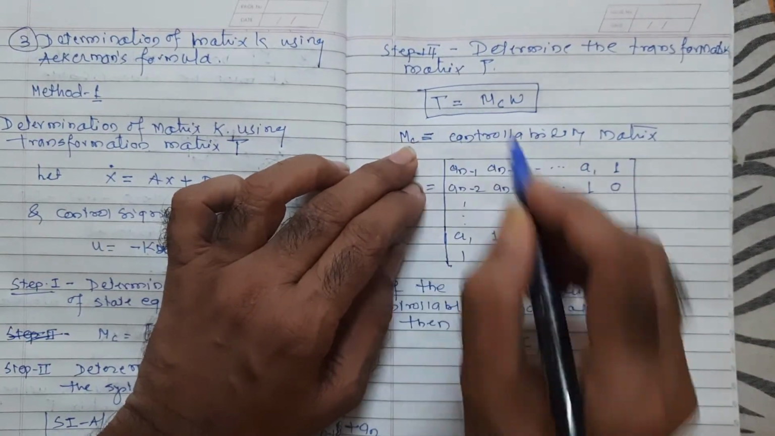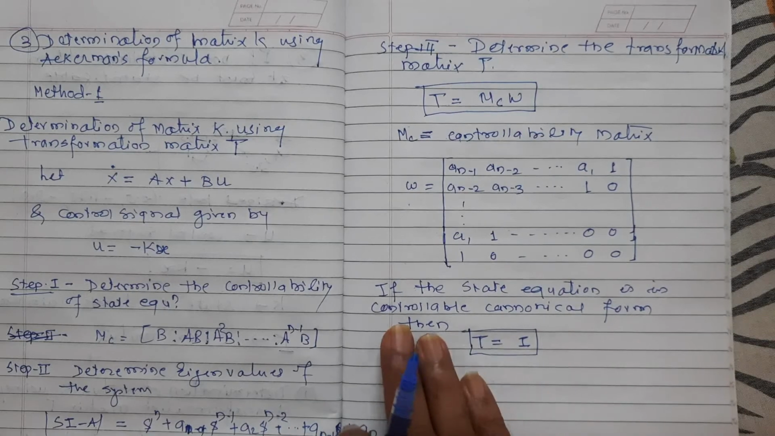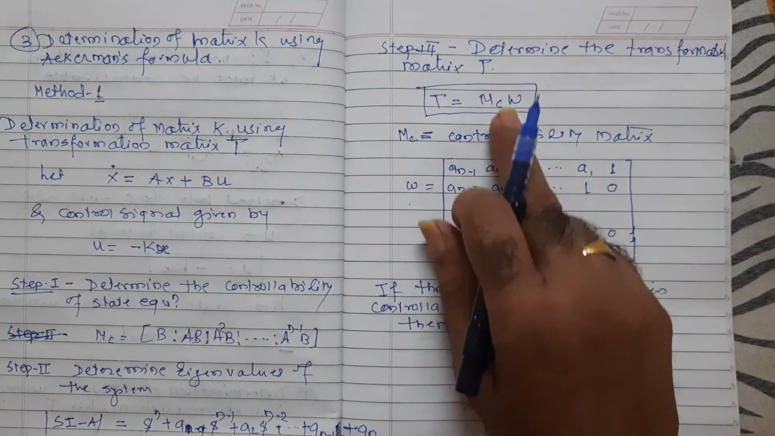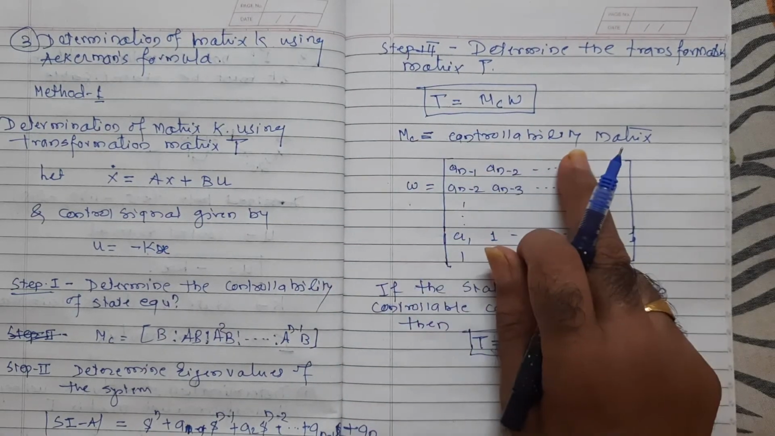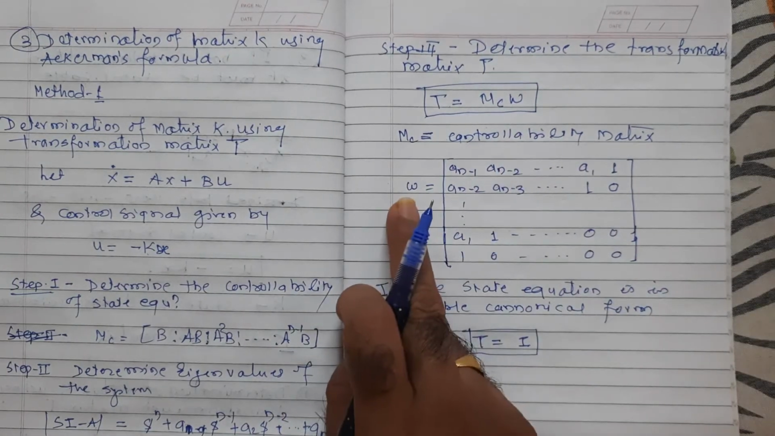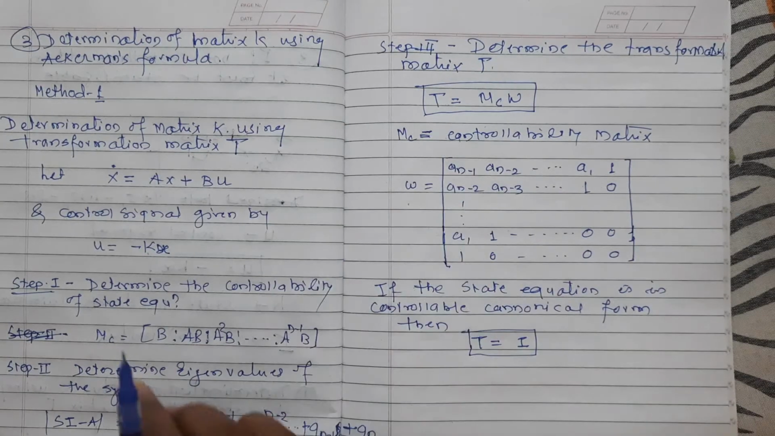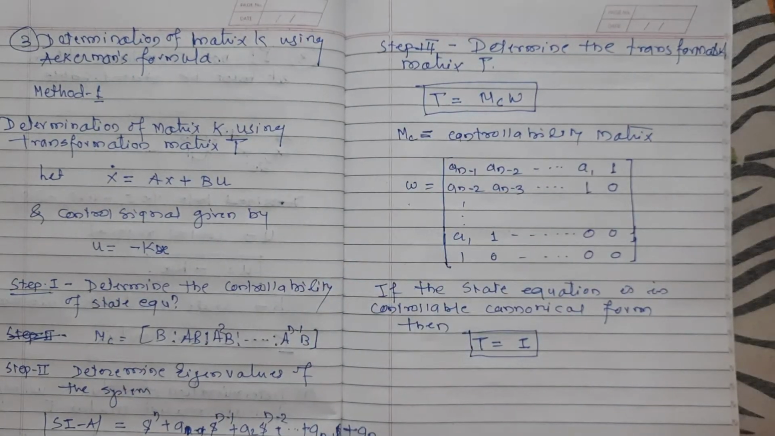If the state equation is not in controllable canonical form, then we have to use this formula: T is equal to Mc multiplied by W. Mc is my controllability matrix, which is given by this formula, and W is my other matrix which is given by this formula. So we have to find out Mc and W separately. We have to multiply them so that we will get the T.